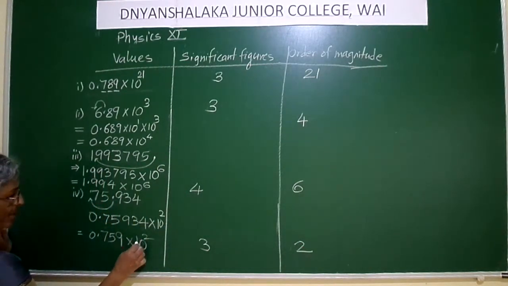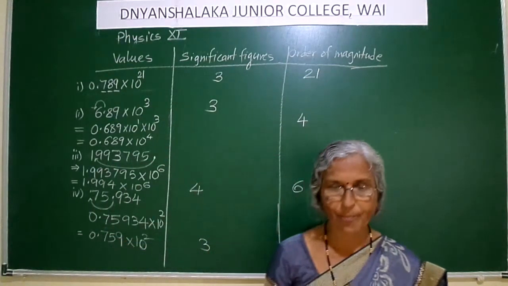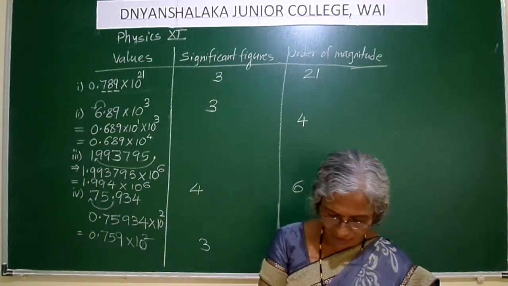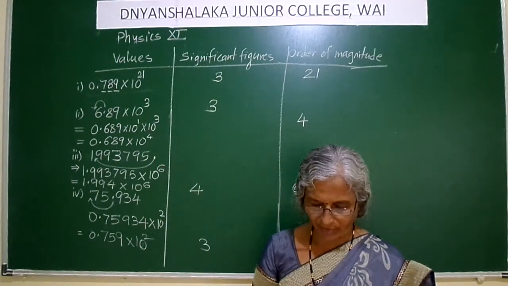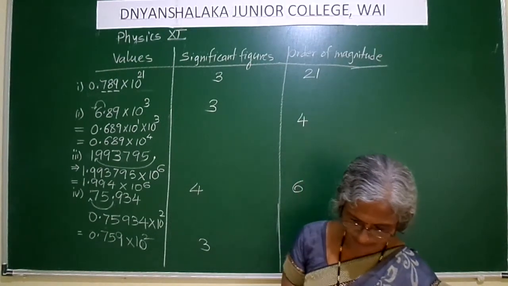When rounding up is done, I have eliminated those digits if I am doing rounding up. Are you getting it? You don't have to do the rounding up if the values are given to you directly to write the significant figures. Go for writing the significant figures directly. Okay?